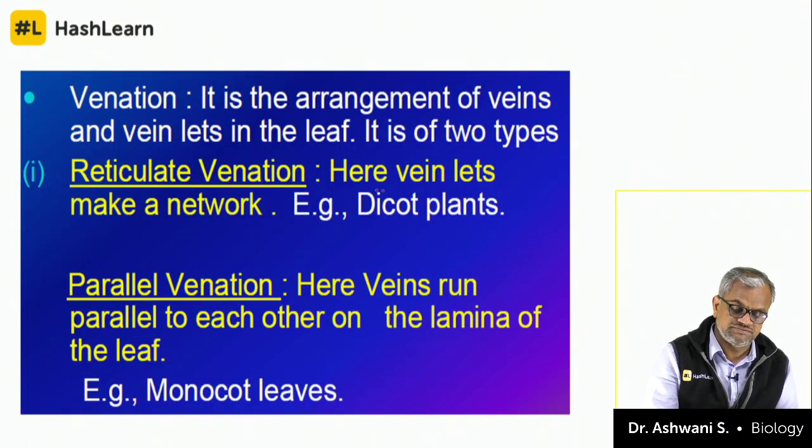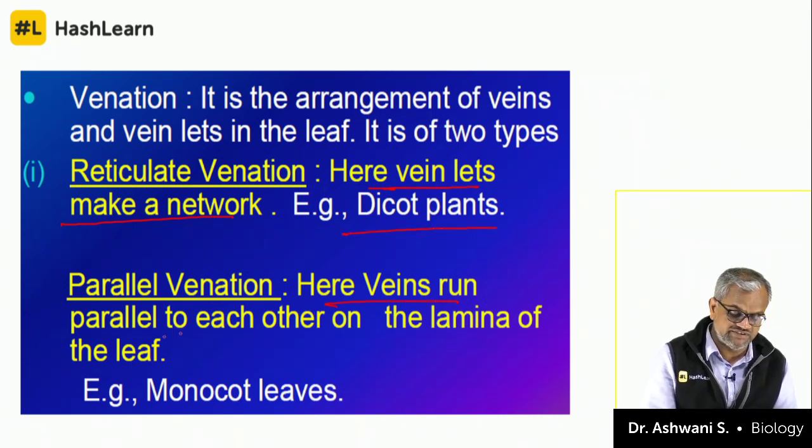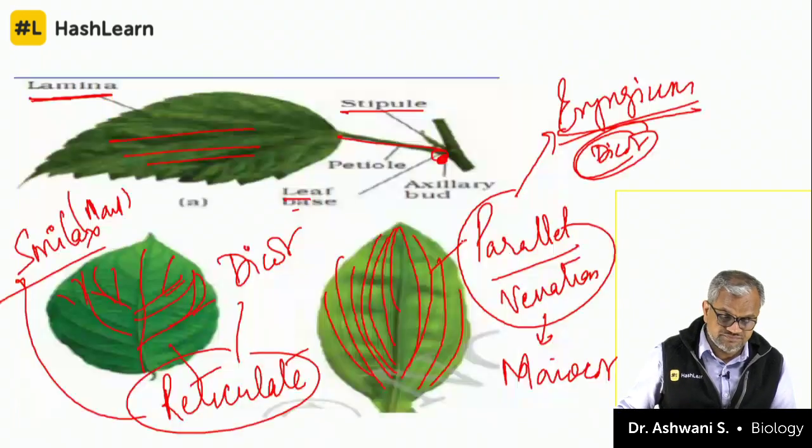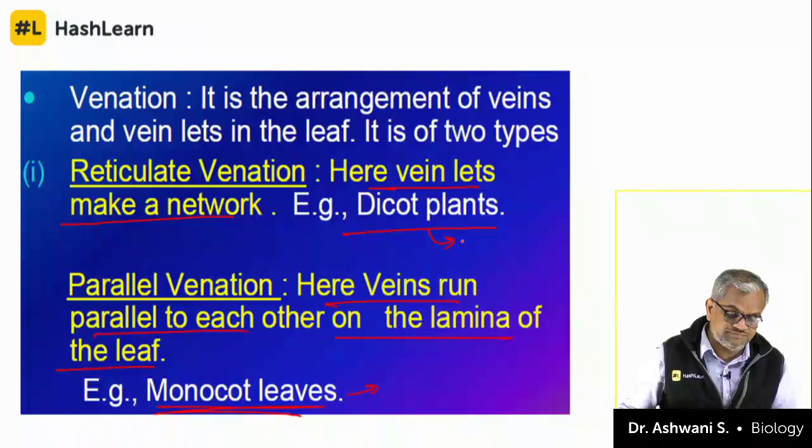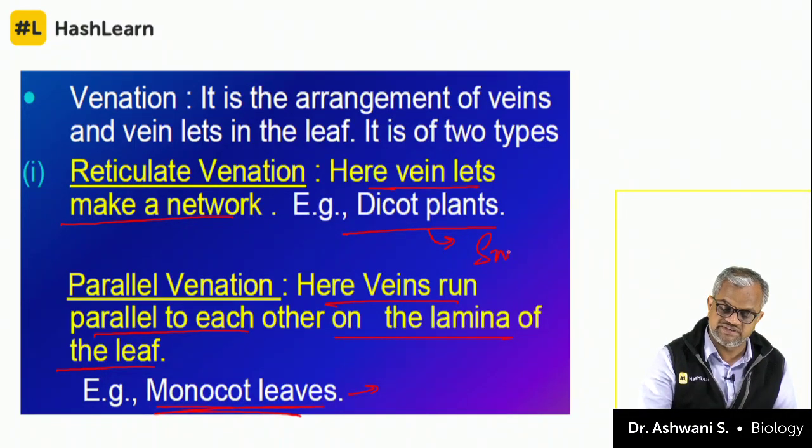So as I said, in dicot the veins make a network. In monocot, the veins run parallel to each other on the lamina. But here is an exception. As in dicot, the exception is Smilax. Cladophyllum or Eryngium is also an exception.